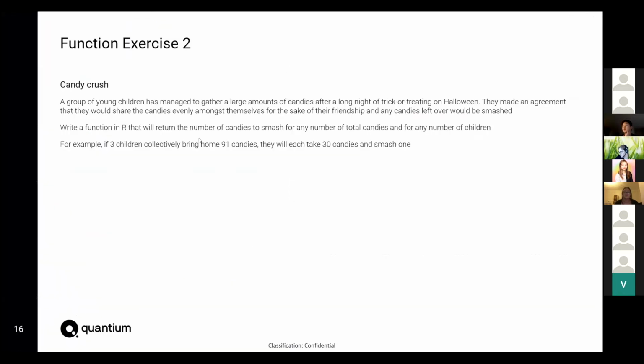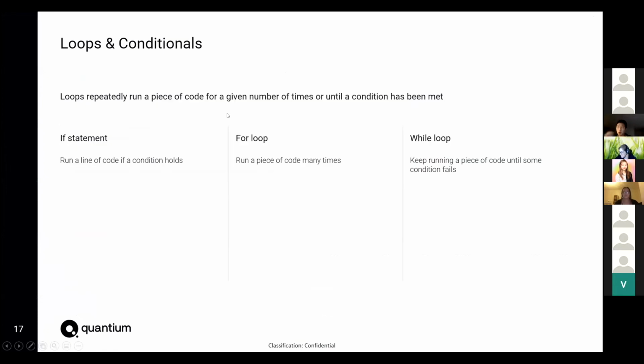Let's move on to the next topic called loops and conditionals. If you've done programming before, loops is another main concept that you need to know. A loop, as the name suggests, will repeatedly run a piece of code. If you want a piece of code to repeat a certain number of times, or keep running until a condition has been met, a loop is the way you do it. There are two types of loops. The first is called a for loop, and the other is called a while loop.